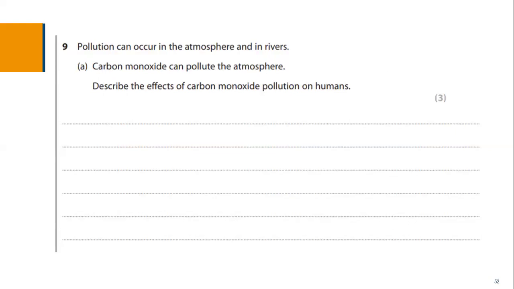A question could have been phrased differently that required them to apply that knowledge in a different context, but this is purely and simply asking them to repeat what they have learned about the effect of carbon monoxide pollution on humans. Therefore, it is an AO1 question.